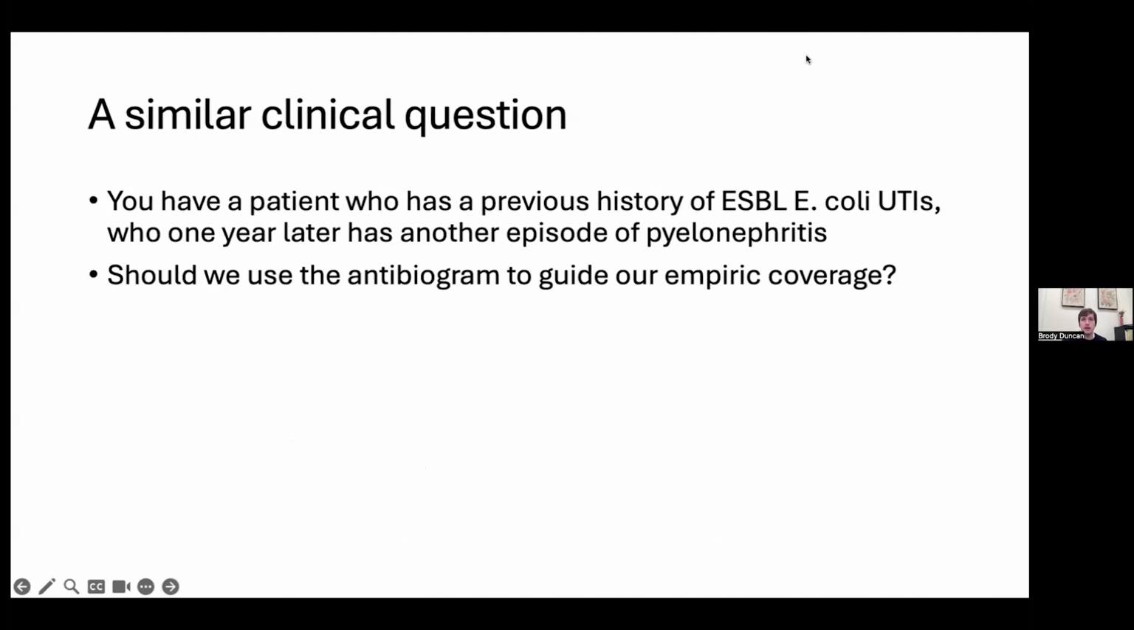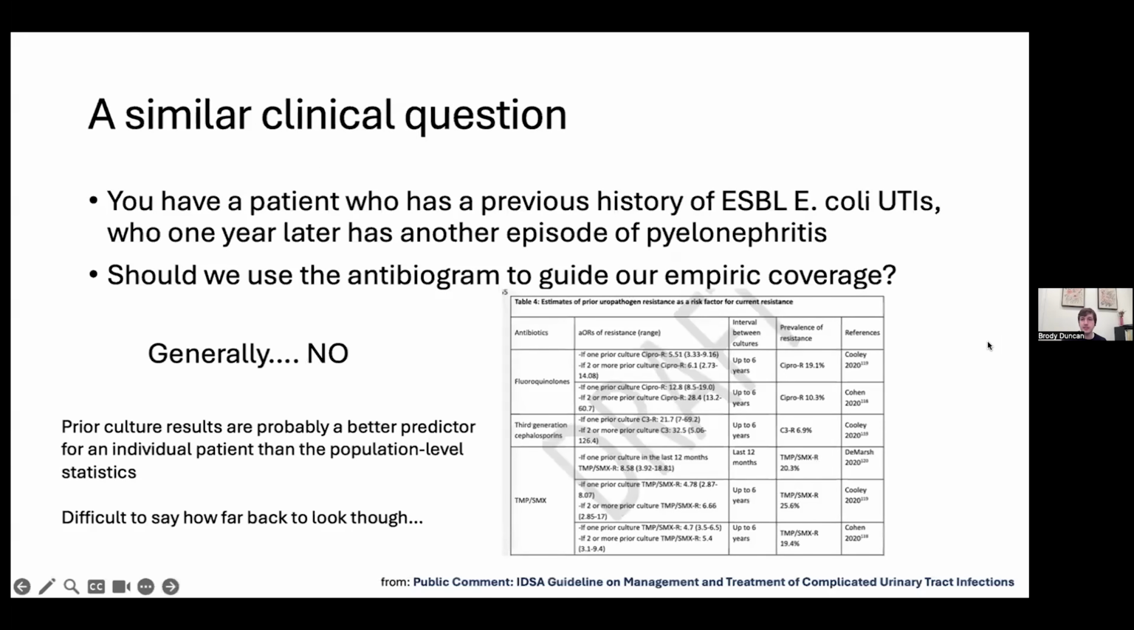In terms of a similar clinical question to that, if we have a patient who has a previous history of ESBL E. coli UTIs, and then let's say they show up to hospital again a year later and they have another episode of pyelonephritis, should we use the antibiogram to guide our empiric coverage when we're seeing this patient? And the answer here is generally no.